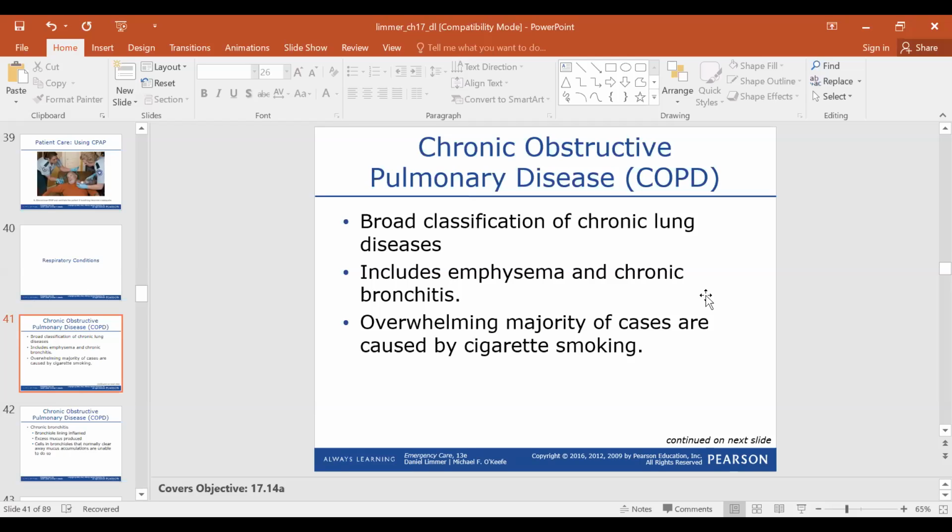So COPD, again, emphysema and chronic bronchitis both make up COPD. Sometimes if your patient has asthma or something called black lung, they'll just throw them in there, and it's all a soup of pulmonary diseases called COPD. Broad classifications of chronic lung diseases include those. The overwhelming majority of cases are caused by cigarette smoking. A lot of times people that live in very industrial areas where there's a lot of pollution, that's also a factor for patients that develop COPD.